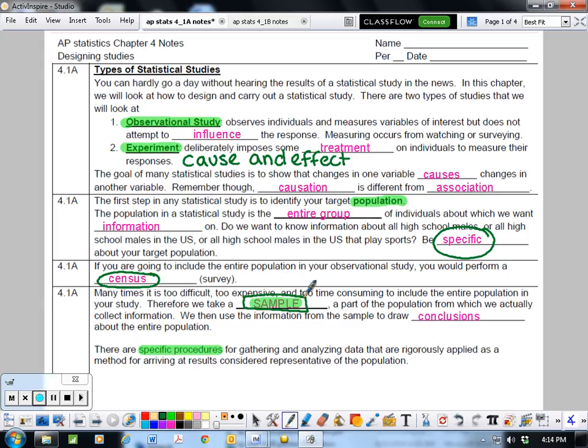Now, you can use the data from your sample to what we call generalize about your population, but only if you sample correctly. And so that's in 4.1 what we're going to sit here and talk about. We're going to talk about all the different ways to sample and which ones are good and which ones are not good. And please remember, there are specific procedures for gathering and analyzing data.